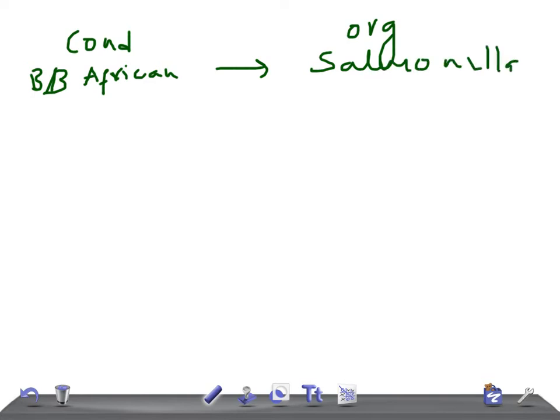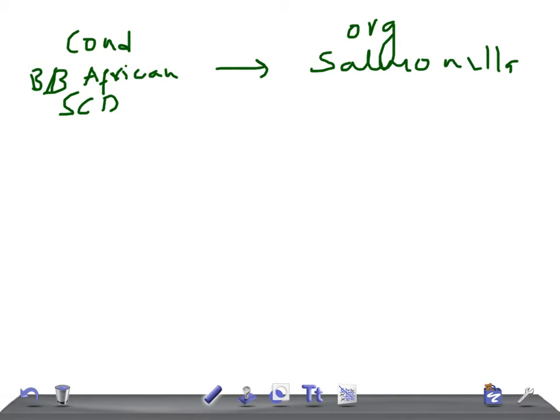Remember, they can give it as a black boy or African guy, or they can say the patient is suffering from sickle cell disease. Remember, both mean the same. So try to think that the organism that can cause osteomyelitis in these patients is Salmonella.